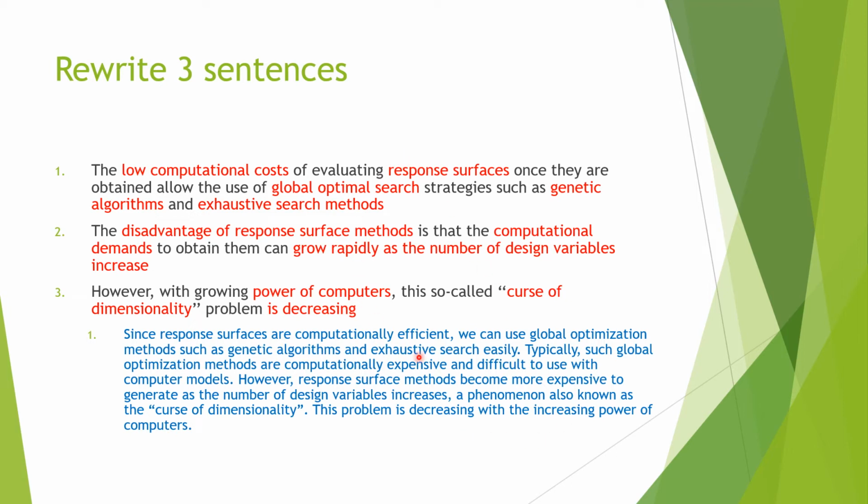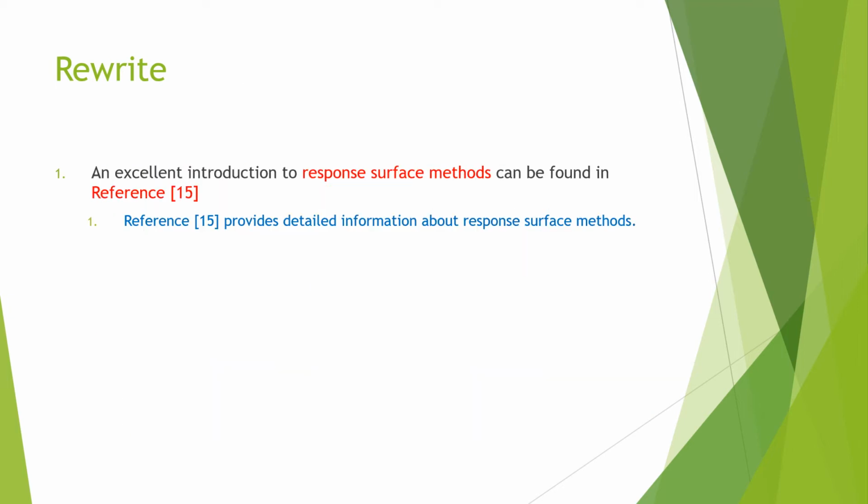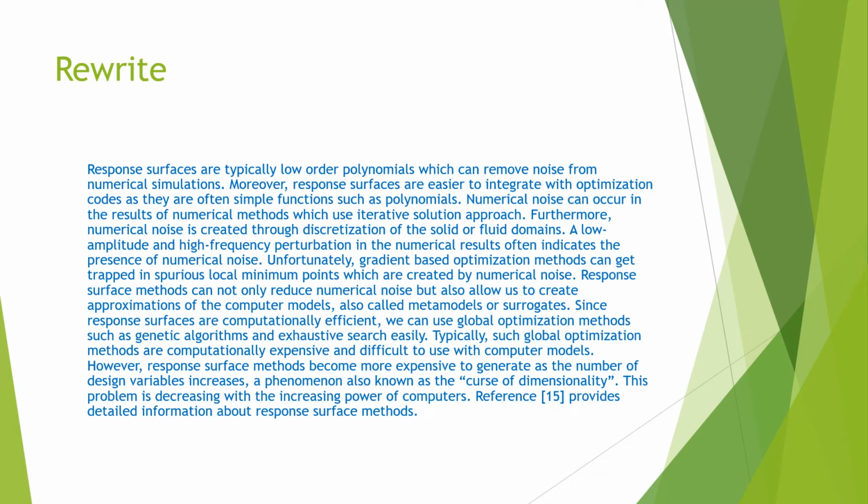So essentially, I have digested these three sentences after reading them, and I have rewritten this in this form here, where I communicate the same information, but I have changed the writing to a certain extent. Now, finally, I'm left with one sentence, and so I just rewrite this sentence. Instead of the reference 15 going at the end, I just say reference 15 provides information about the response surface methods. So now I put this whole thing together, and this is what I have now.